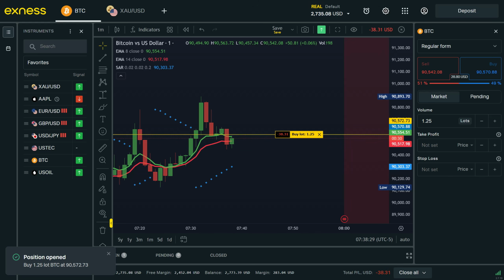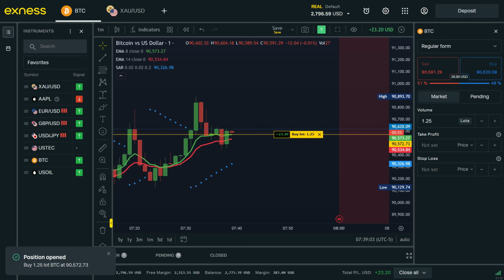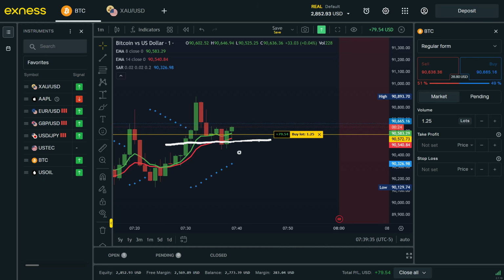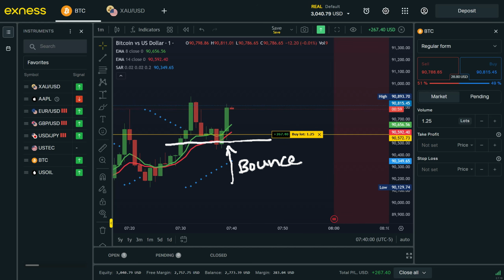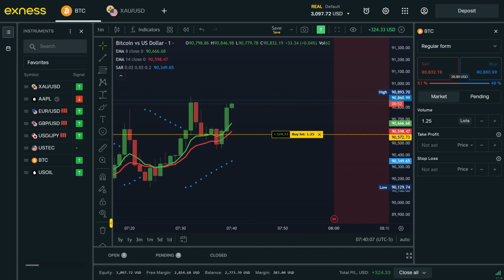Instead of exiting a trade too early, I wait for the SAR dots to flip to the opposite side of the price, which signals a potential trend reversal. This helps me secure profits and avoid unnecessary losses. Just as I mentioned earlier, the price bounced off from the 14 EMA, proving how well this strategy works. The red EMA acted as dynamic support, and now the price is moving in our favor.